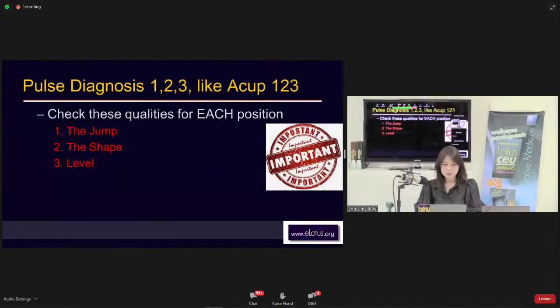Okay, so coming to the conclusion, I want you to check each patient of yours tomorrow, and for whoever you come across, check the jump and the shape and the level. So do pulse diagnosis 1, 2, 3, like acupuncture 1, 2, 3. Don't confuse yourself. Always go back to the basics. If you can figure out the jump, the shape, the jump meaning the strength, and the shape, whether it's straight or it's bulged, then you have a lot figured out already.